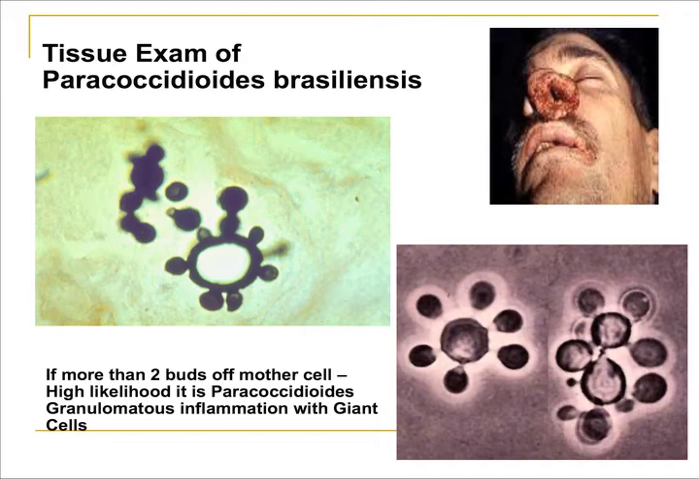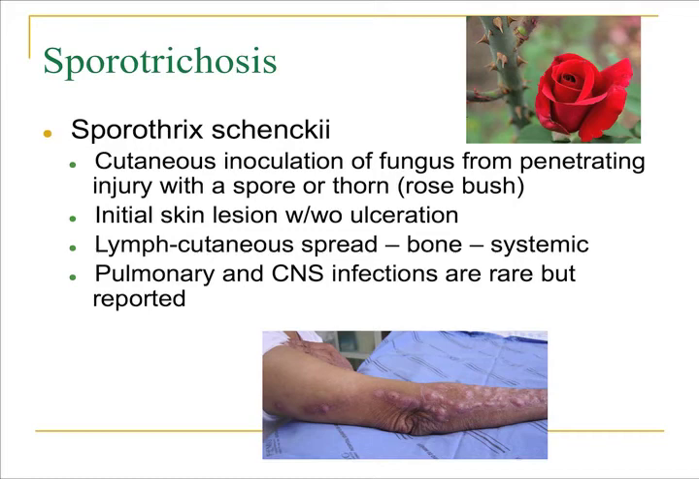On the next slide, we'll talk about Sporotrichosis. This is caused by the organism Sporothrix schenckii. This is due to cutaneous inoculation of fungal spores, penetrating injury usually from thorns or some kind of a rose bush. The classic infection over time has been a patient being stuck with a rosebush thorn. The initial skin lesion can be with or without ulceration, and you get lymphocutaneous spread of the lesions as shown in this picture.